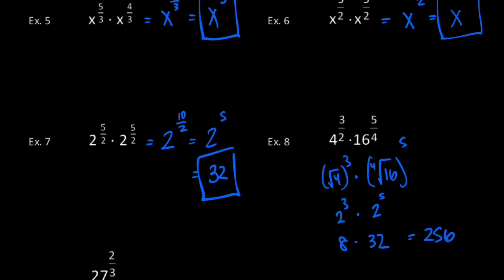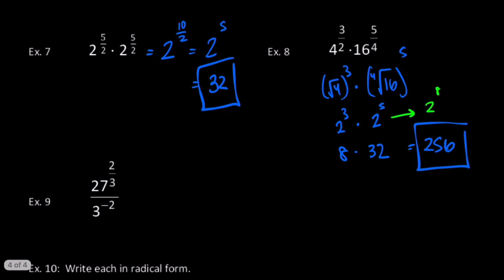Now, if you didn't like doing it in that order, you could have gone here and said, well, 2 cubed times 2 to the 5th is 2 to the 8th. And then just keep doubling. Okay, 2 times 2, so I have 4, then 8, then 16, then 32, 64, 128, 256. Count them on your fingers, and that's how you get there without a calculator.